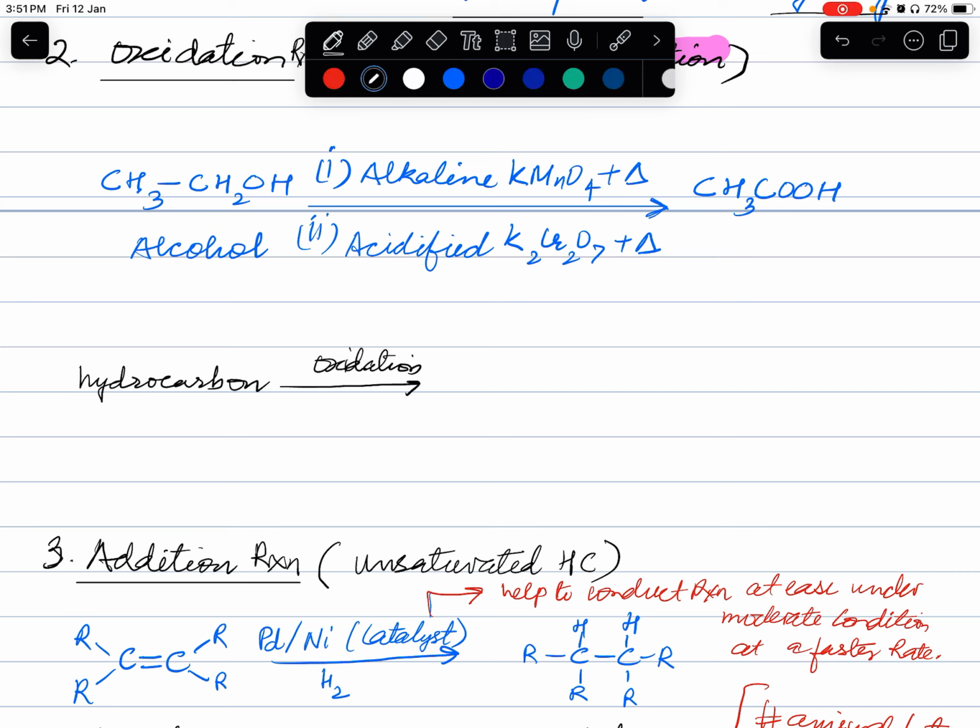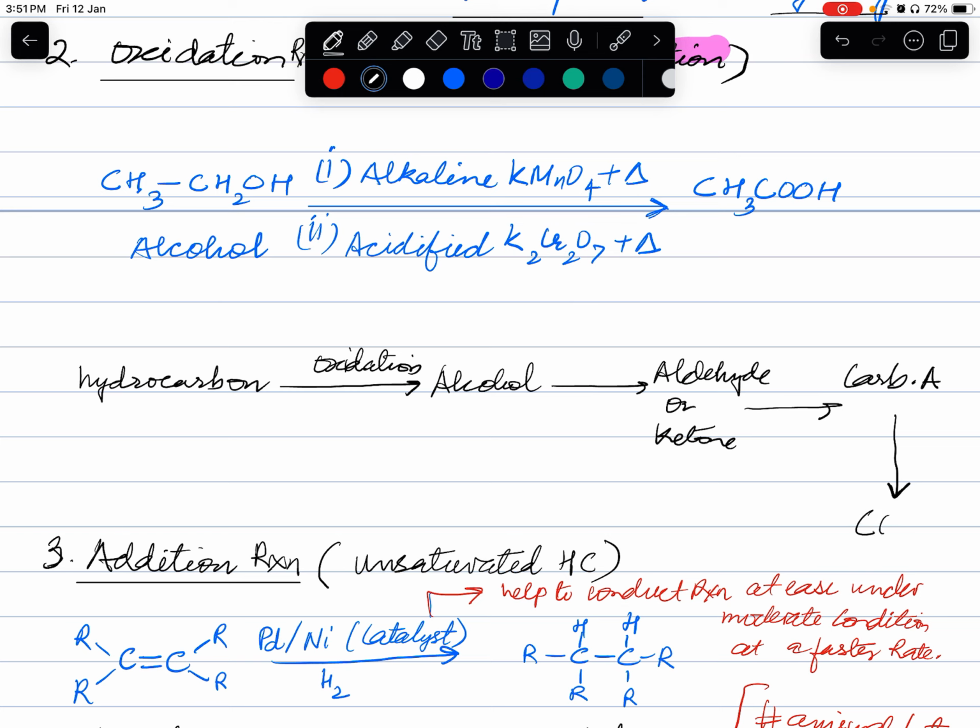Okay, first we will be getting alcohol. If we further bring about oxidation, then we will be getting aldehyde or ketone, depending upon what type of hydrocarbon we have taken. If we further bring about oxidation, we will be getting carboxylic acid, and even after that, if we bring about oxidation, then we will be getting carbon dioxide and water.